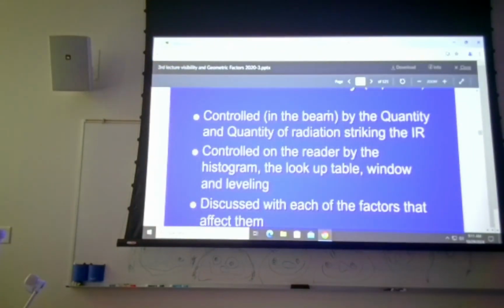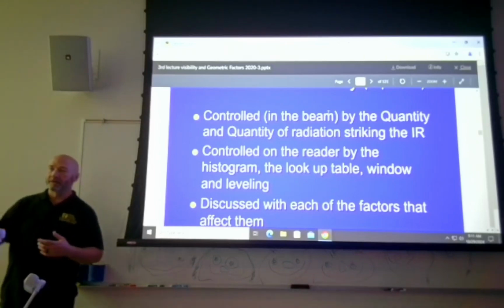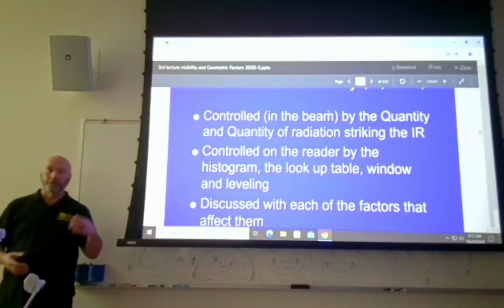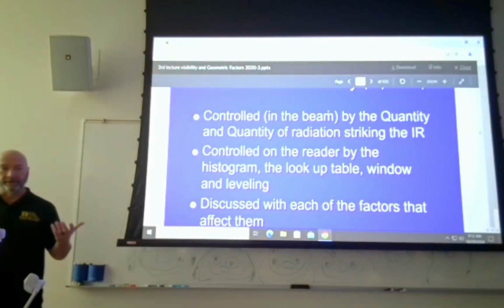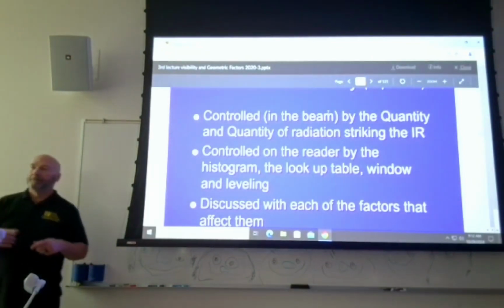Contrast and density really are controlled in your computer algorithm. Theoretically, you could control both contrast and density in your beam by not having enough or having way too much exposure. But really, in a digital world, what that looks like is, again, you really messed something up. You're only going to see quantum mottle if you really mess something up. You're really going to see only the fluctuations in contrast and density if you really mess something up.